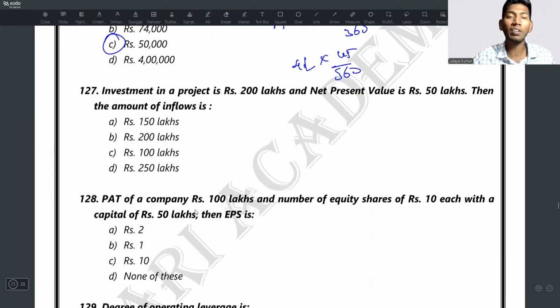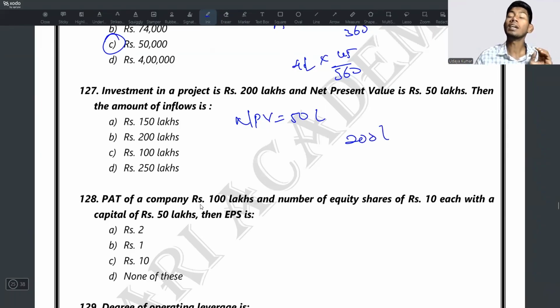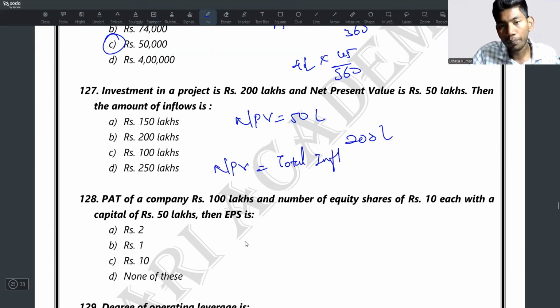Moving to question number 127. Investment in a project is rupees 200 lakhs and net present value is 50 lakhs. Then the amount of inflows is? Easily you can calculate the amount of inflows. NPV is equal to 50 lakhs. The present value of cash outlay is 200 lakhs. So what is the inflow amount? It is quite easy. NPV is equal to total inflows minus initial investment, we used to say. So NPV is 50 lakhs.